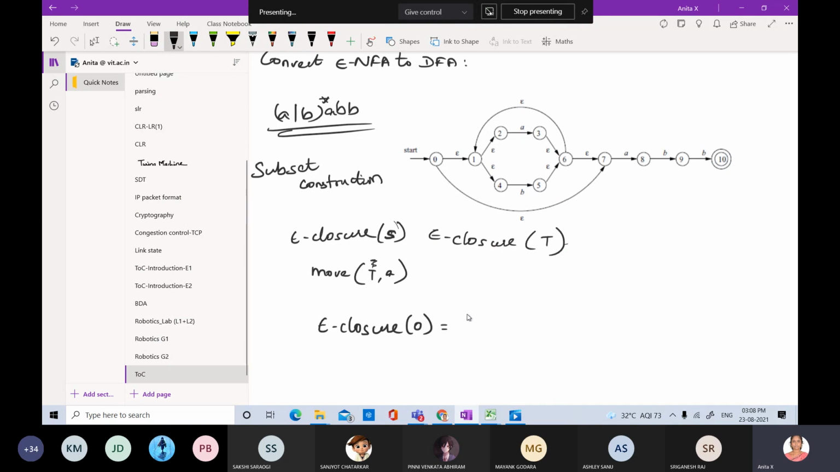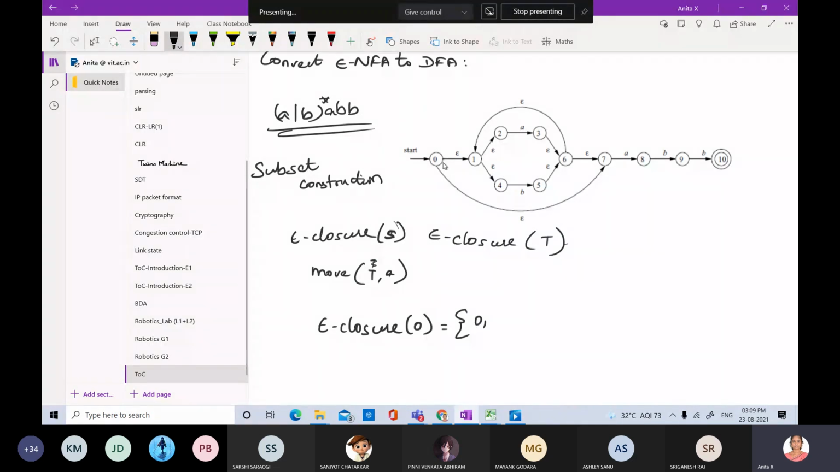So if I want to find the epsilon closure of 0, the first state that will be reachable is 0. 0 is reachable to itself on epsilon transition. That will not be explicitly represented. If you are missing this one, then the entire result will vary. So please make a note: each and every state is reachable to itself on epsilon transition. So for the epsilon closure of 0, 0 needs to be included.